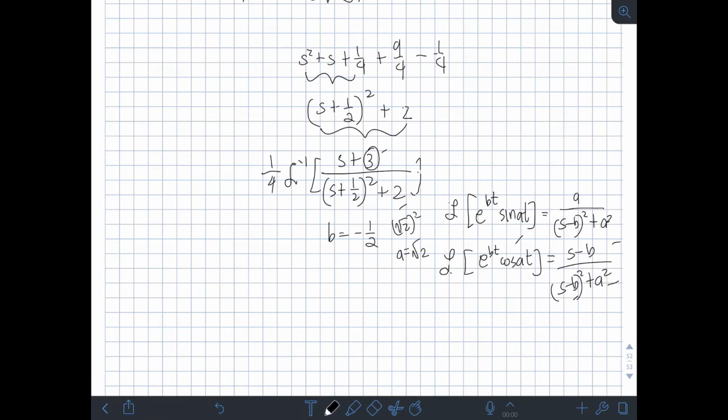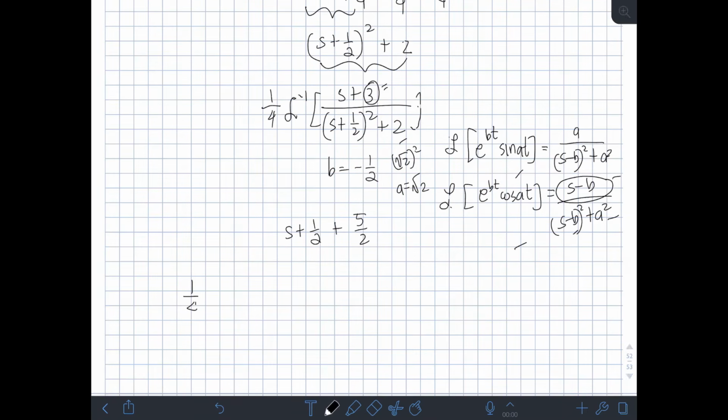So, hugot muna tayo ng 1/2 sa 3. So, parang s plus 1/2 plus ilan pa yung kulang para maging 3? 5 halves, right? So, parang dinecompose ko lang yung 3 as 1 half plus 5 halves para nga ma-apply natin yung formula na to. Yung s plus 1 half over s plus 1 half squared plus square root of 2 squared. Etong e^bt cosine at. So, magiging 1/4 inverse Laplace transform ng s plus 1 half plus 5 over 2 over s plus 1 half quantity squared plus square root of 2 squared.